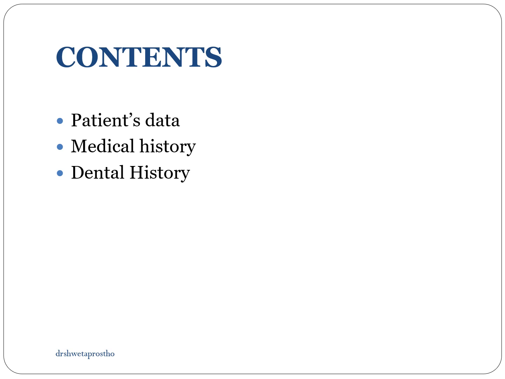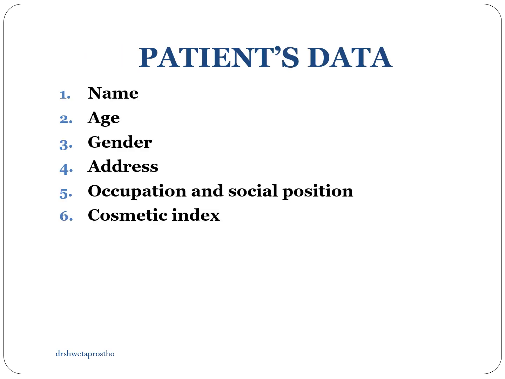So dear students, we will be discussing this topic under three main headings, that is the patient's data, medical history and the dental history. In the patient's data, we should record the name of the patient, age. Sometimes we don't get the exact age, but yes, the age group will also do. Then comes the gender, address, occupation and the social position the patient is having at present. And lastly, the cosmetic index.